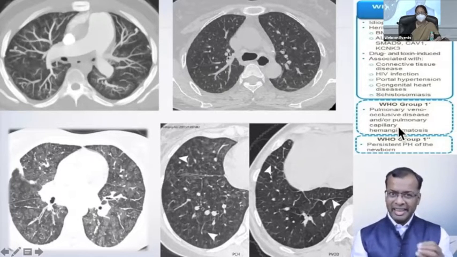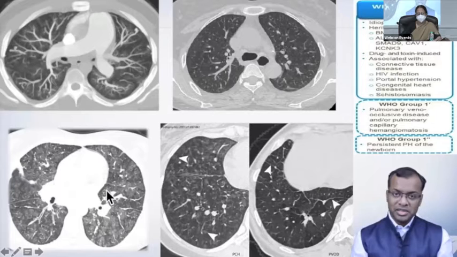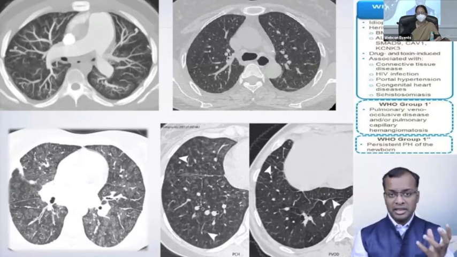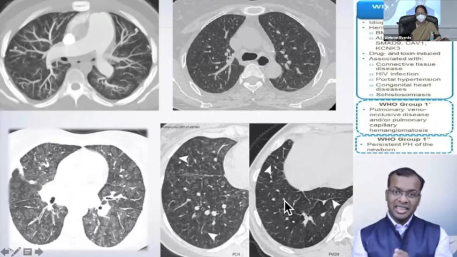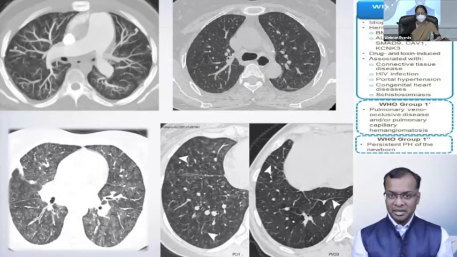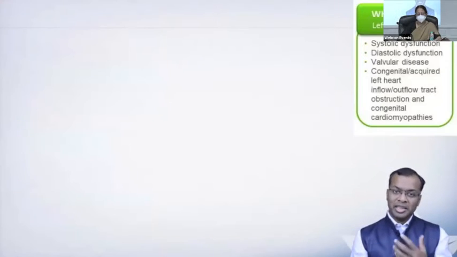Two other entities which are very rare but can be seen are pulmonary veno-occlusive disease and pulmonary capillary hemangiomatosis. Again, these are histopathological diagnoses, but CT has classical features that one can see in these patients, where you see ground glass changes along with septal lines. We should think about pulmonary veno-occlusive disease or pulmonary capillary hemangiomatosis in this setting. So for group 1 causes of PH, CT is fantastic in picking a lot of these.